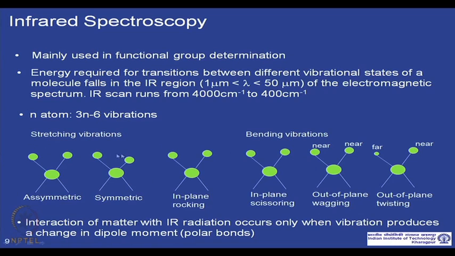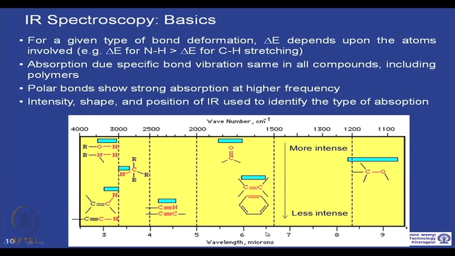So, as you know, there are different types of vibrations possible, like stretching and bending, and this is important: interaction of matter with IR radiation occurs only when these vibrations produce a change in dipole moment. So, IR absorption happens only for the stretching or bending vibrations of polar bonds.